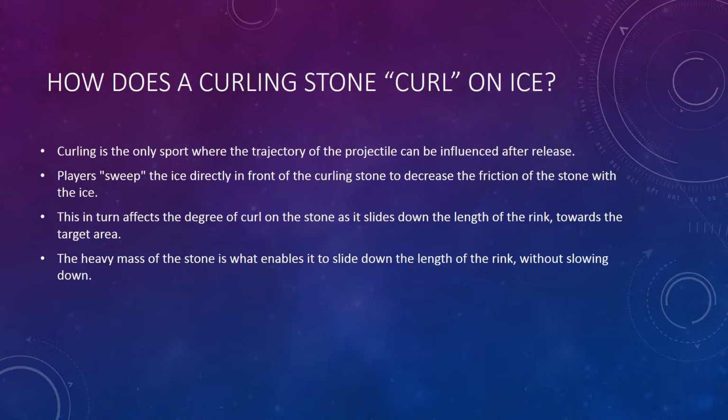The heavy mass of the stone is what enables it to slide down the length of the rink without slowing down.